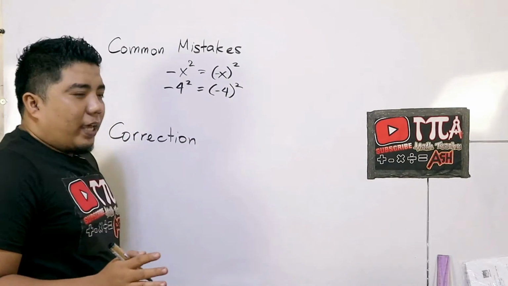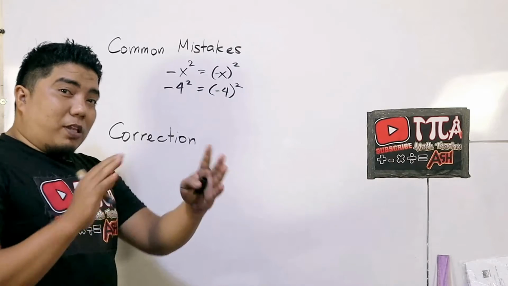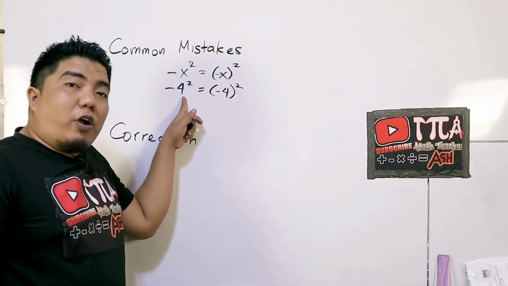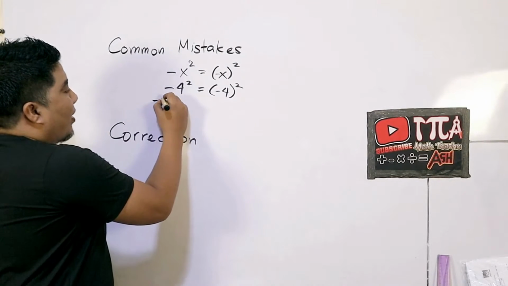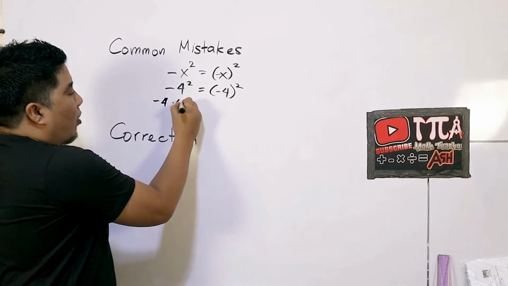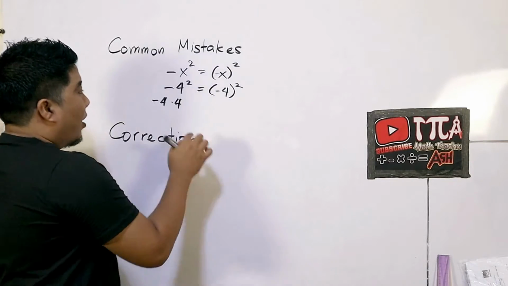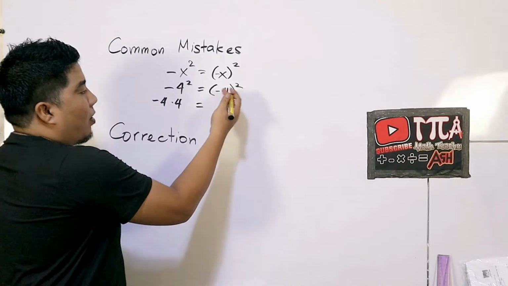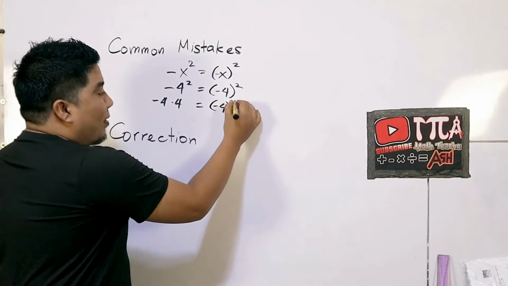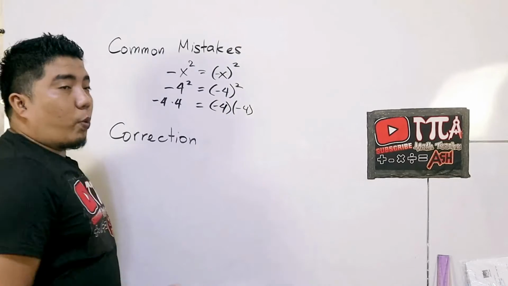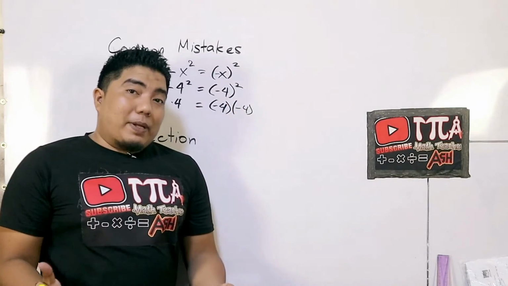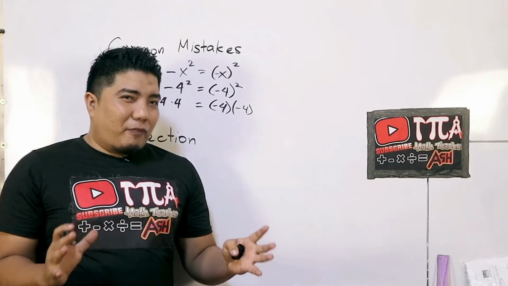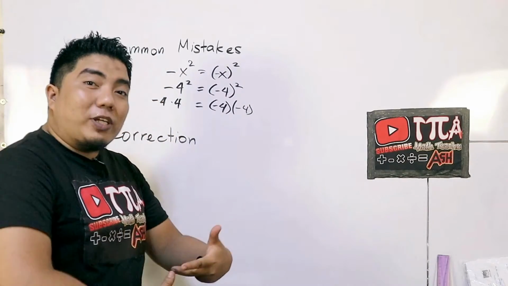Now, of course, negative 4 squared without the parentheses means that the square here only pertains to 4. So that means negative 4 times 4. Okay? Because the 4 is only the one being repeated here. While here, we have negative 4 times negative 4, because the square here represents that the whole integer, negative 4, is being multiplied to itself.